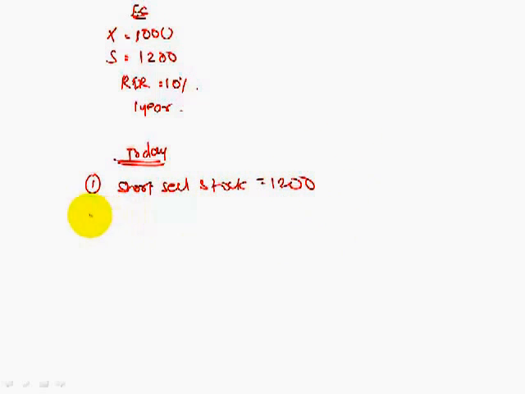Second thing that I'll do is out of this 1200 I will deposit present value of 1000 rupees in bank. So let's calculate how much is that amount. Let's calculate present value of 1000 rupees at the rate of 10%. It is 909. So I deposit this 909 rupees in the bank itself.